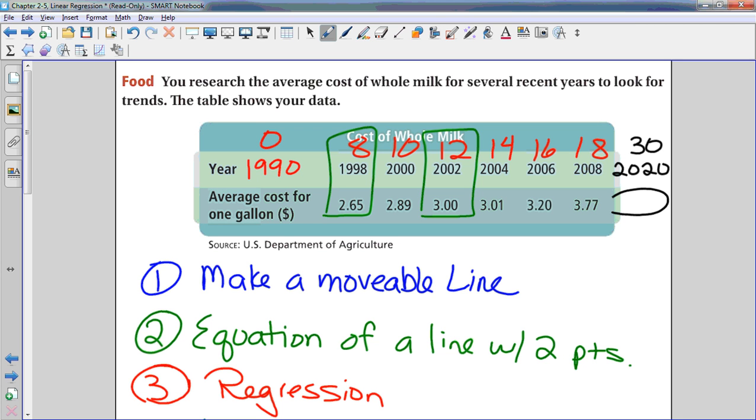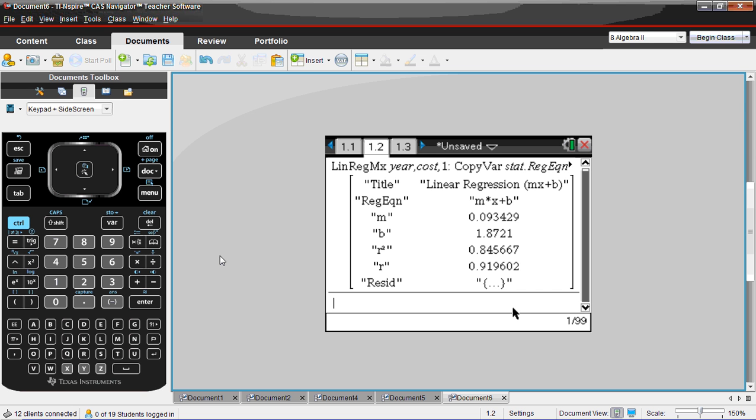I want to know what this is going to be based on my regression line. So if I ask you to make a prediction, this is how they make a population prediction. Here's how they make a prediction. I'm going to go back over to my calculator. Well, there it is.